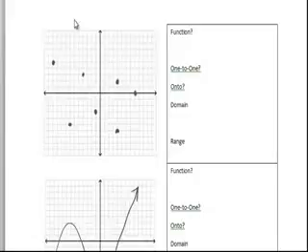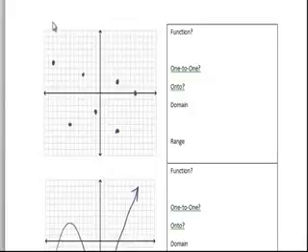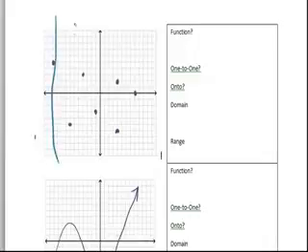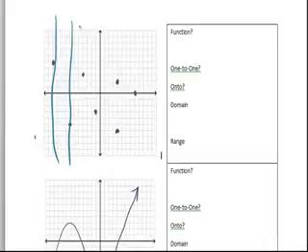Okay, so we start with this first example here, and to determine if it's a function, we're going to use the vertical line test. Basically what that means is we're going to take a vertical line and go straight across this at every single point. Imagine if we were taking a vertical line and just dragging it across this graph.